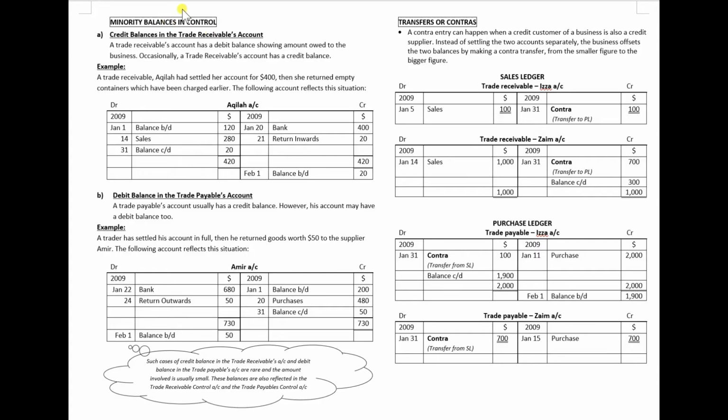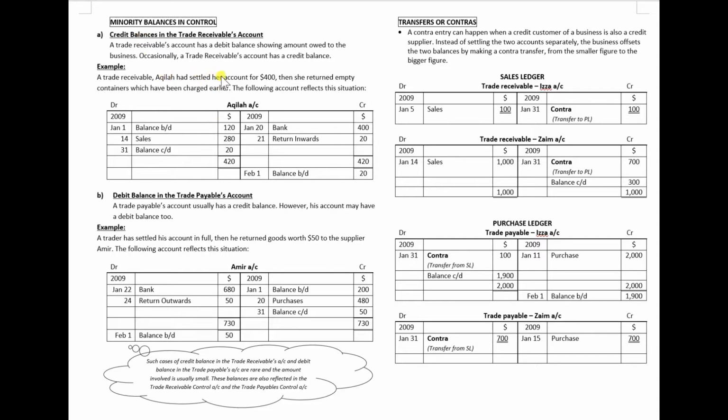Now, minority balance in the control account. Normally, a trade receivables account, what balance are they? The debtors? They are the debit balance, right? But occasionally, or in very rare circumstances, they could have the credit balance, okay? Why is that so? Let's take a look at the example, okay?